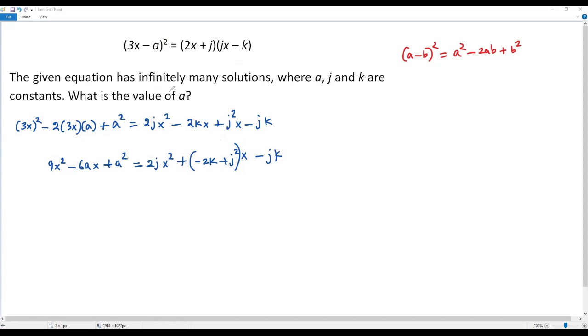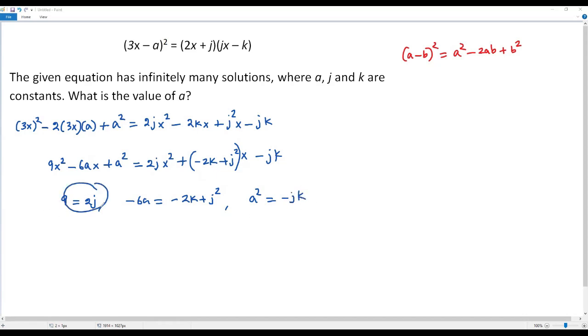Okay, after simplification, this is the equation I am getting from the given equation, and the question says the given equation has infinitely many solutions. That is, this equation is true for all real values of x. Since it is true for all real values of x, the coefficients of like terms on both sides must be equal. When I consider the coefficient of x square on the left side, that is 9. The coefficient of x square on the right side is 2j. They must be equal. And now let me compare the coefficients of x. Here the coefficient of x is negative 6a, and here the coefficient of x is negative 2k plus j square. And the constant term on the left side is a square. The constant term on the right side is negative jk.